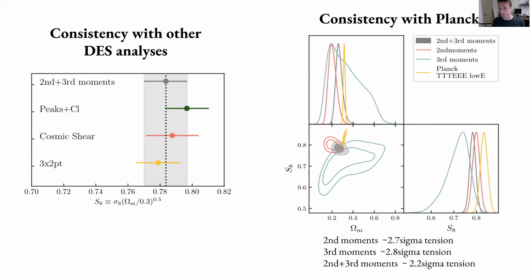Last thing, on the right, this is consistency with Planck. When you look at the moments and check on consistency with Planck, it's a 2.2 sigma tension. Third moments, interestingly, alone, show a 2.8 sigma tension. This is what it is, but I think in the future, non-Gaussian statistics can tell something more about the tension with Planck in an independent way.